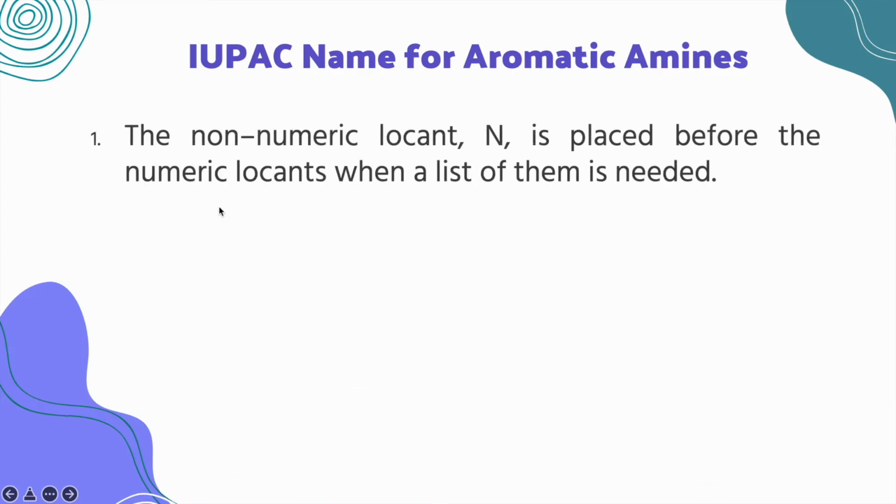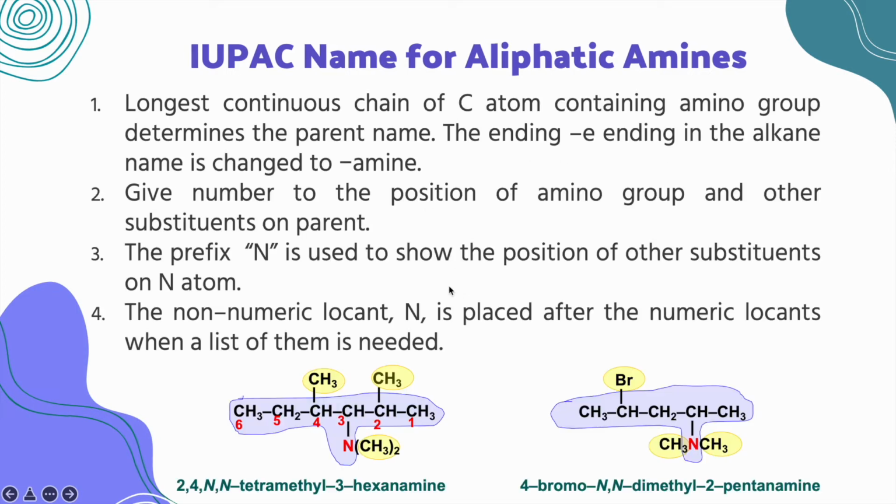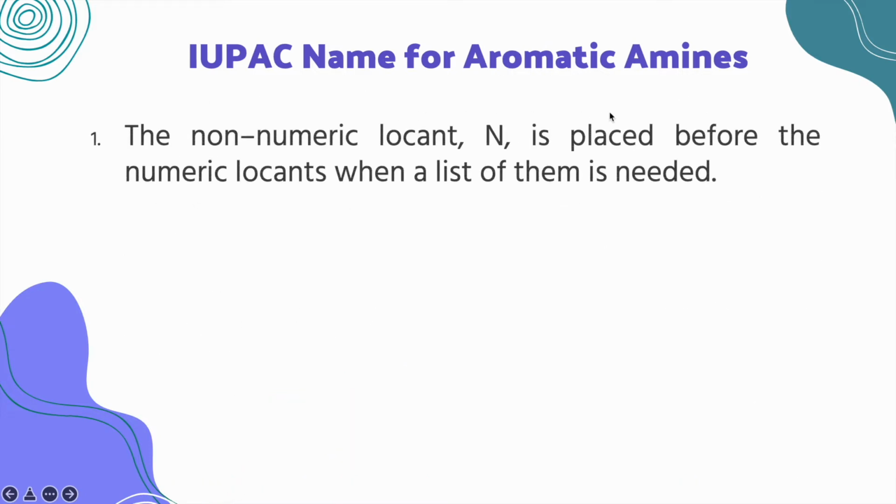For aromatic amines, the non-numeric locant N is placed before the numeric locants when a list of them is needed. So this is the opposite of aliphatic. For aliphatic, you put the number first and then N. But in aromatic, you have to put the N first and then the numbers.